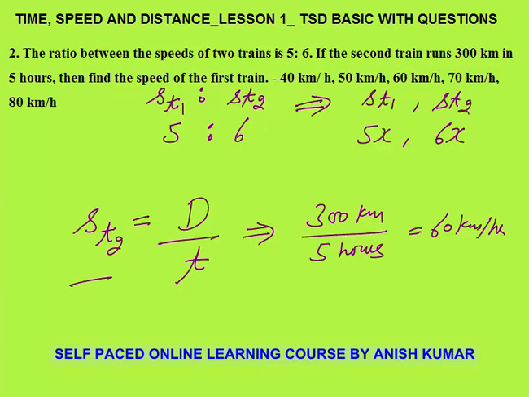Now speed of second train was 6x. Now you can see that 6x is 60. 6x is 60, it means x is 10. So 5x would be how much? 50. If 6x is 60, x is 10, 5x would be 50. Your answer will be option number B, that is 50 km per hour.